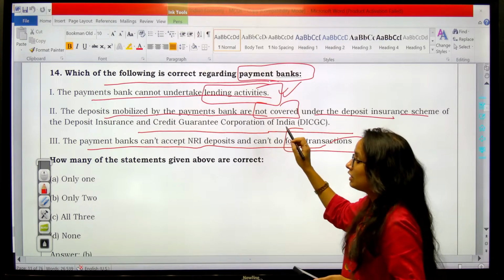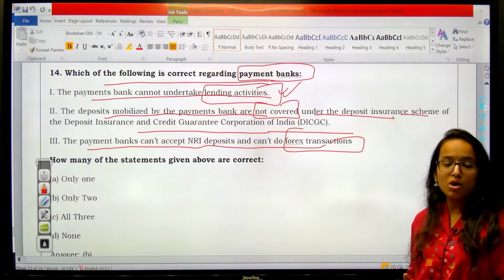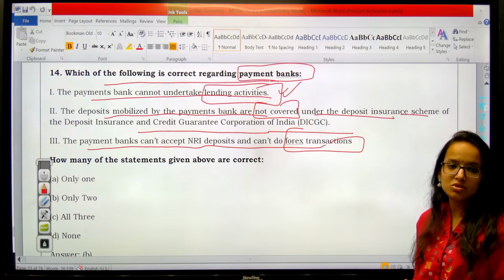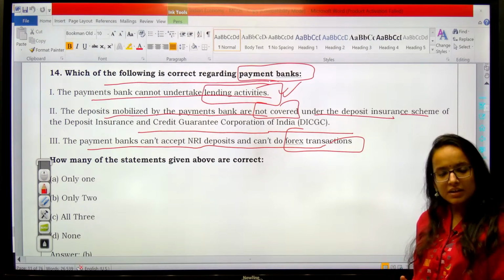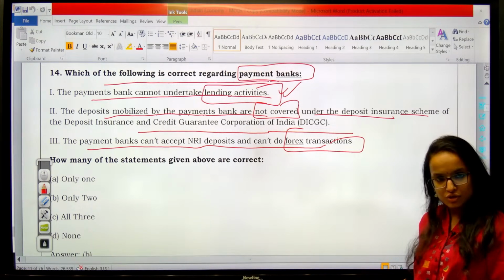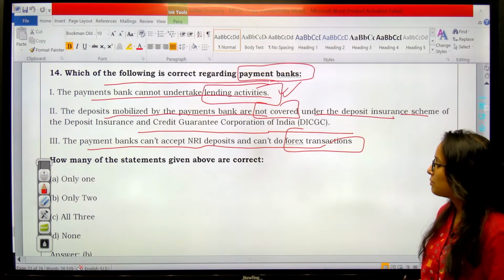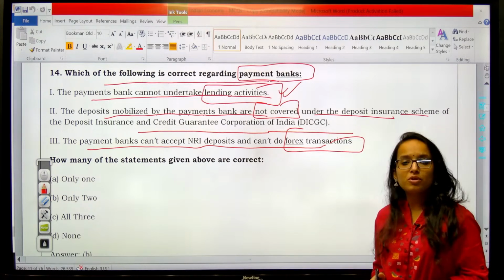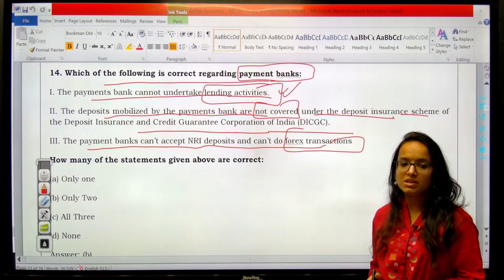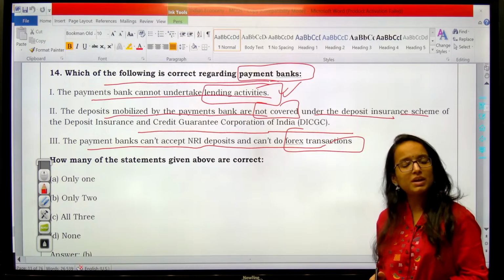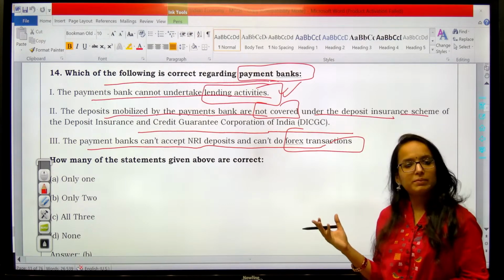Second says that the deposits under payment bank are not covered by DICGC insurance. Wrong. They are covered by DICGC insurance. Okay. Third says payment banks cannot accept NRI deposits and cannot do forex transactions. Yes. Payment banks are not allowed to accept NRI deposits.